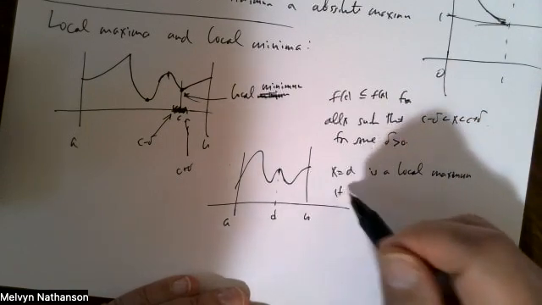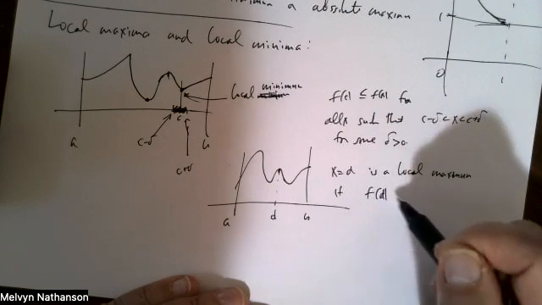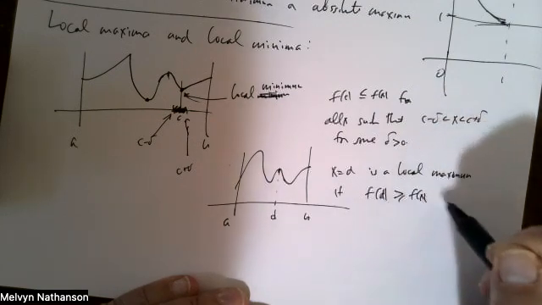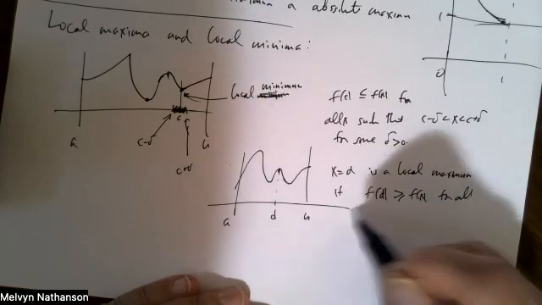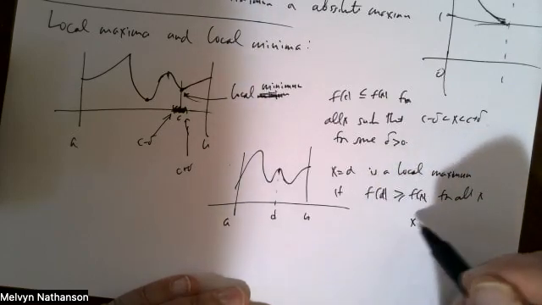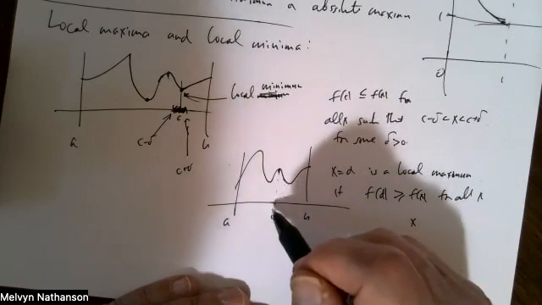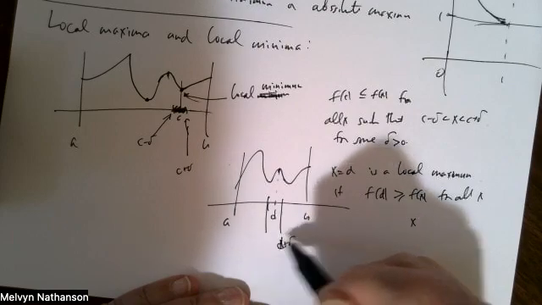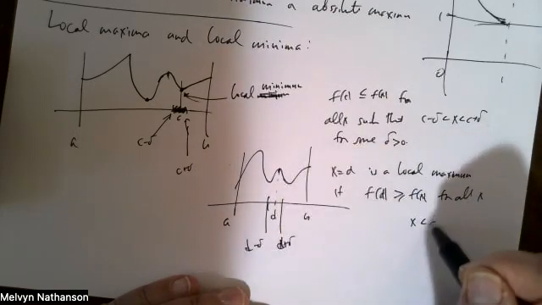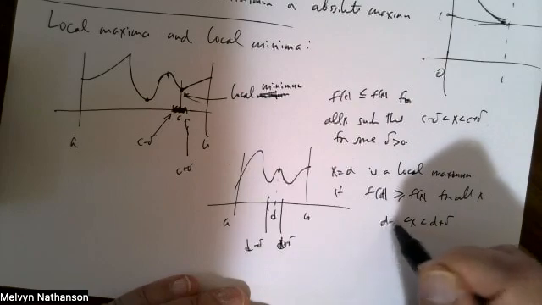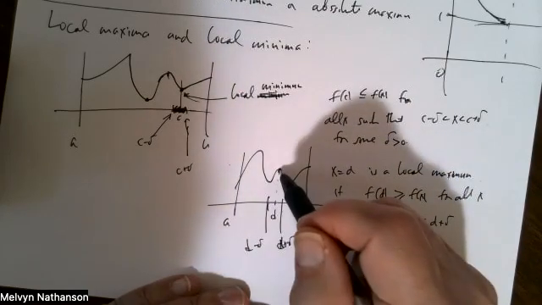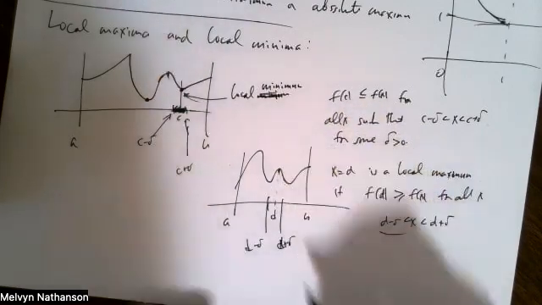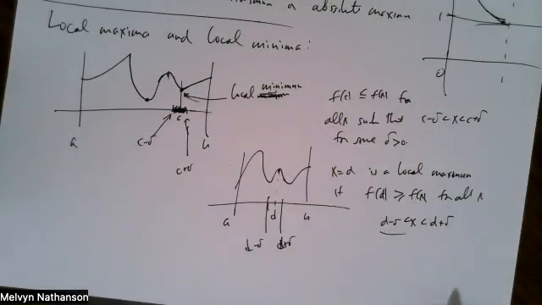maximum if f of d is greater than f of x for all x such that x is in some small interval, d plus delta, d minus delta. So there's some small interval around that point, and in that little local neighborhood, the function has a higher value than it does anywhere else.